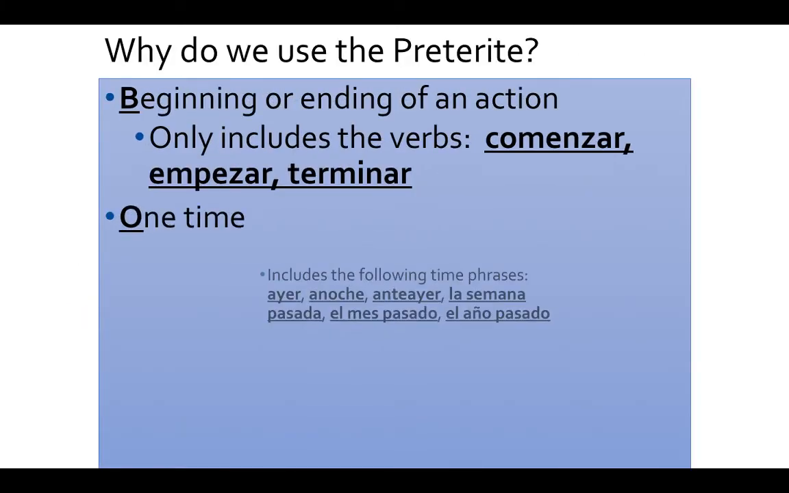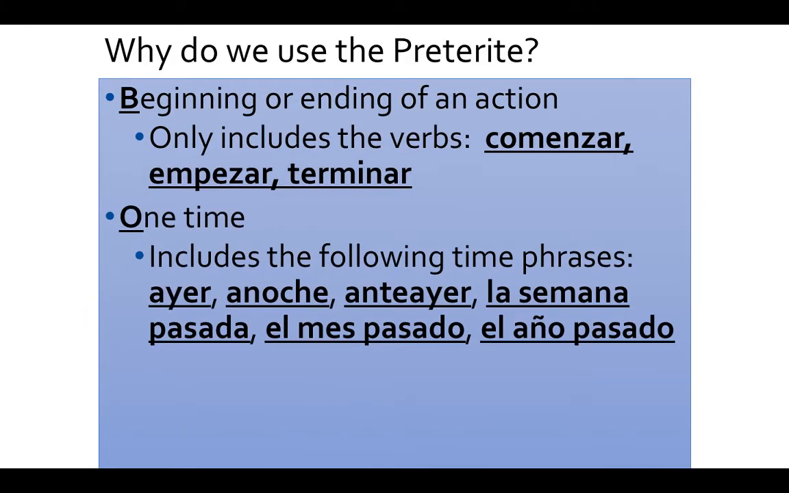So let's talk about why we use the preterite one more time. As I said, I'm going to give you a little acronym here to help you remember this. And this acronym is BOIST, B-O-I-S-T, BOIST. The B in BOIST stands for the beginning or the ending of an action. You often see these verbs used with the preterite. Comenzar, to begin. Empezar, which also means to begin or to start. And terminar, to end.